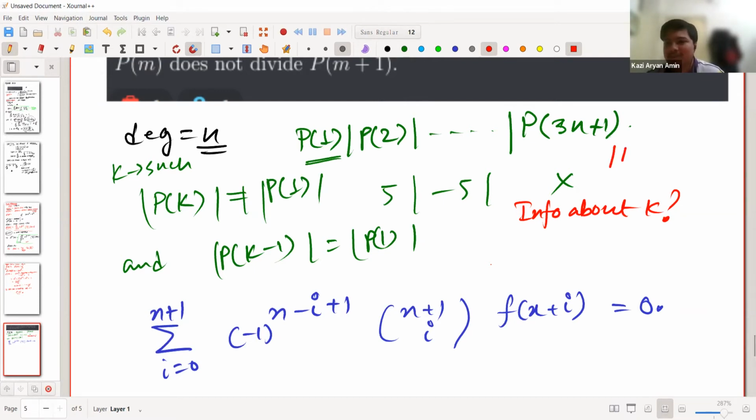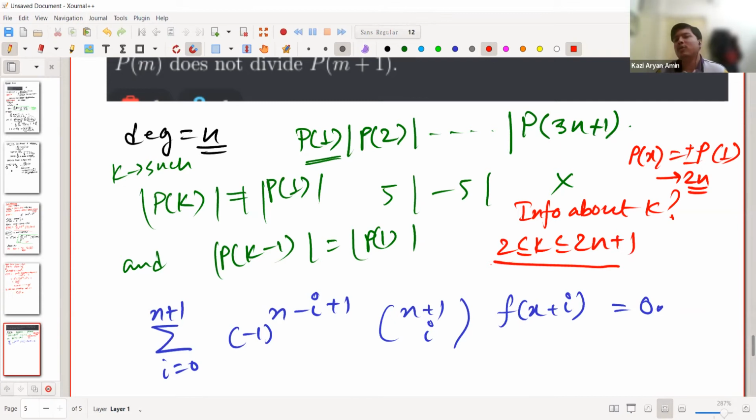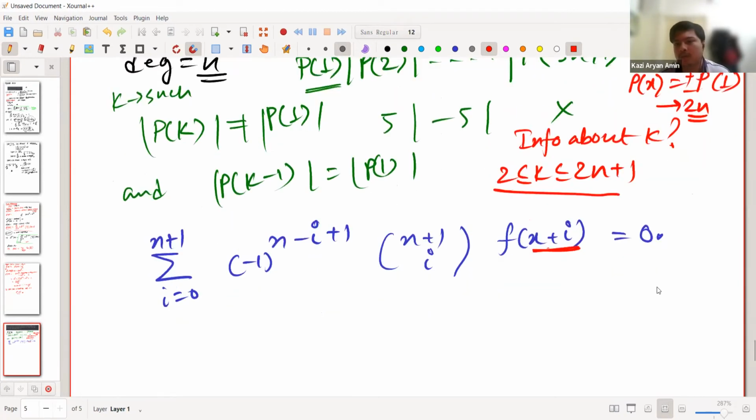So the equation P(x) equals plus or minus P(1) has how many solutions? 2n, right? So the value of k cannot grow larger than 2n+1. Why this is nice is that it tells you k plus n is at most 3n+1, and that is also kind of why the problem works. Now you can choose x such that you have a k plus n term here, which is at most 3n+1 by how we are solving the problem.